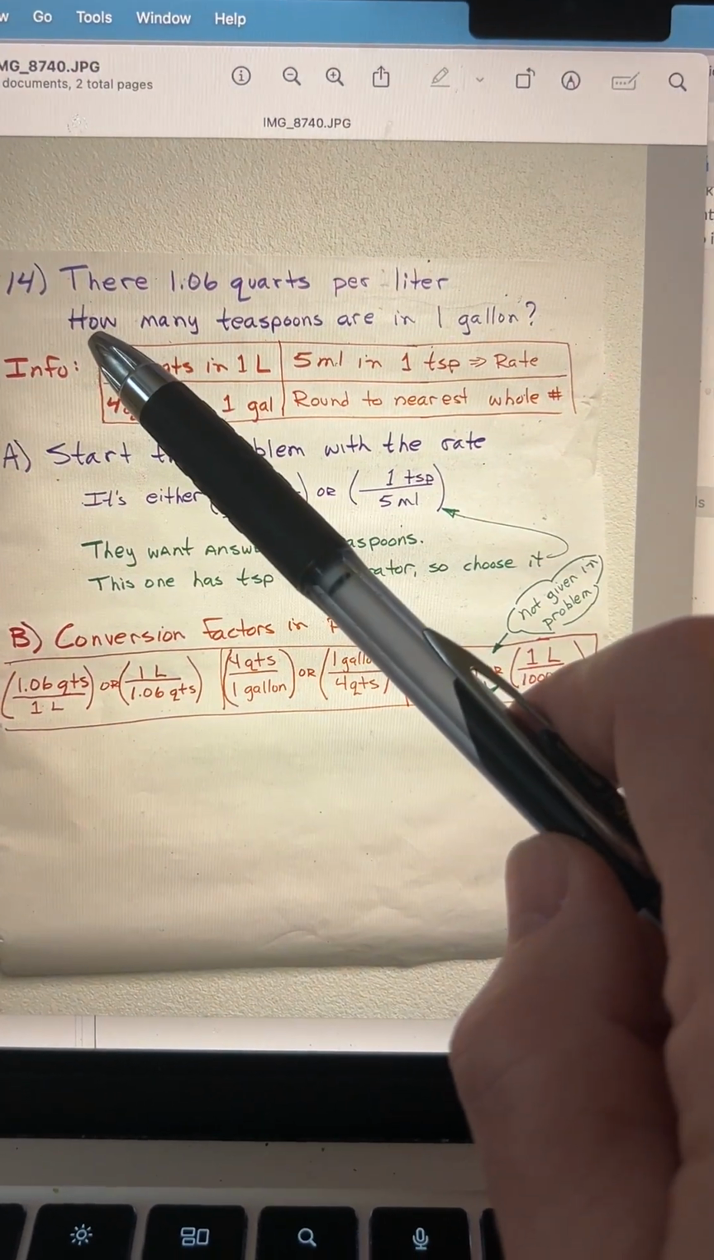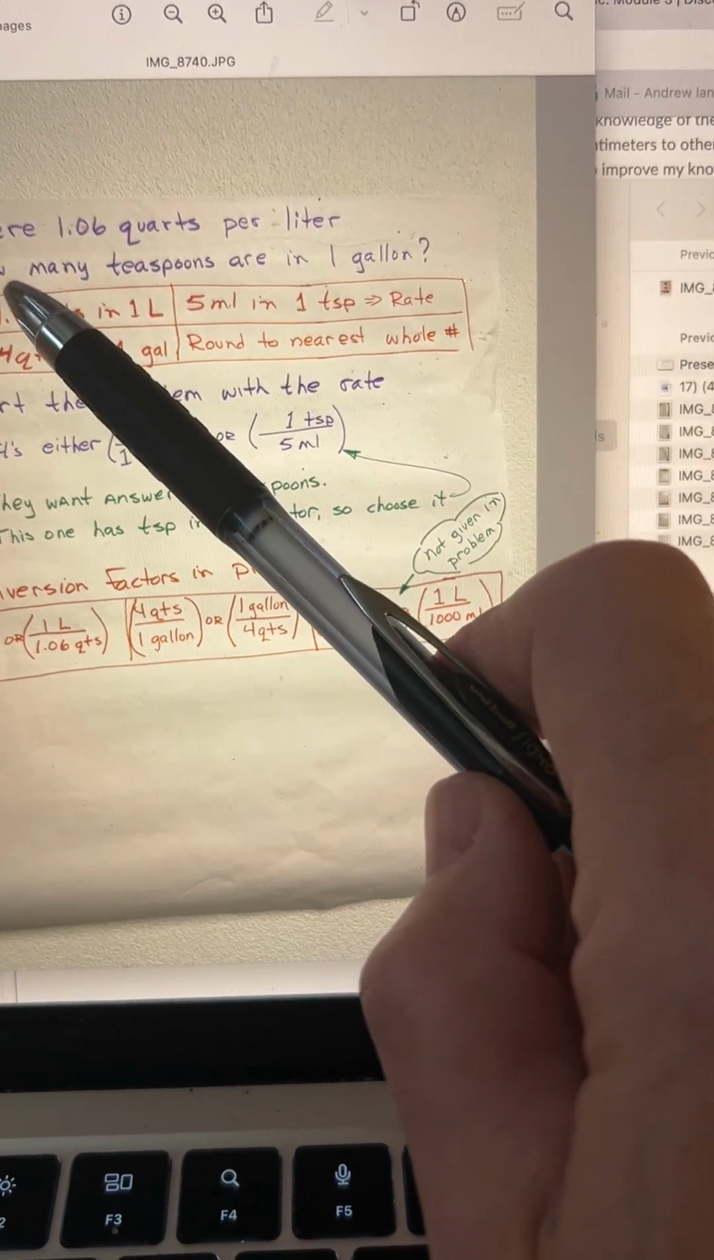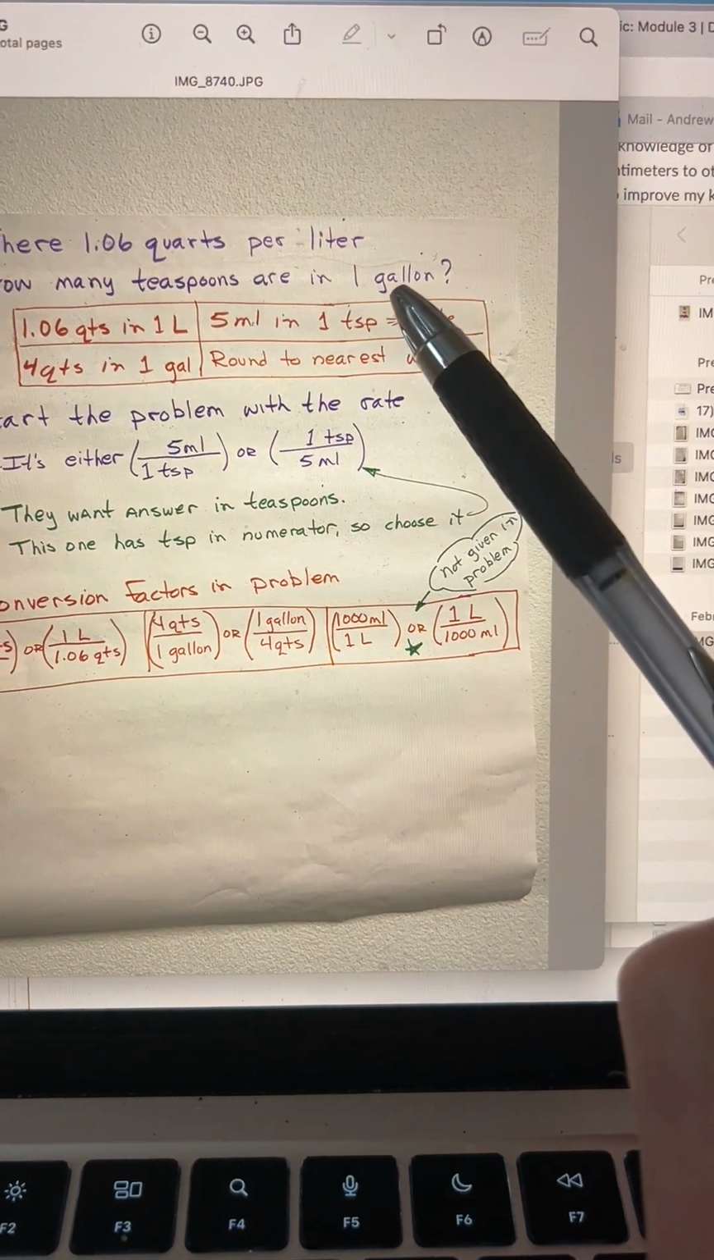I thought I'd go over how to solve this word problem, taken directly from the study guide. How many teaspoons are in 1 gallon?